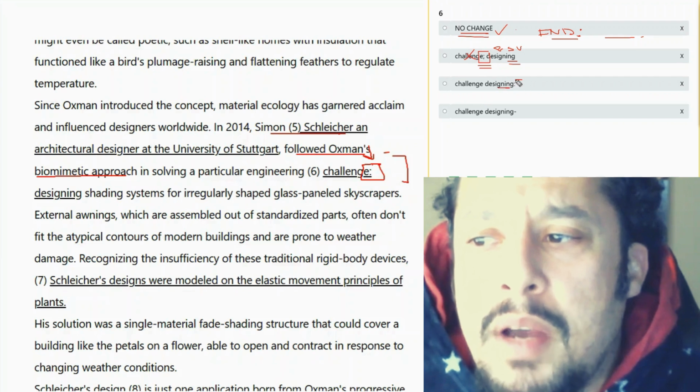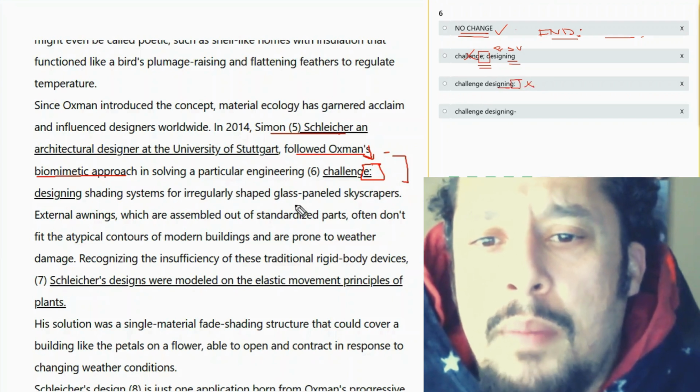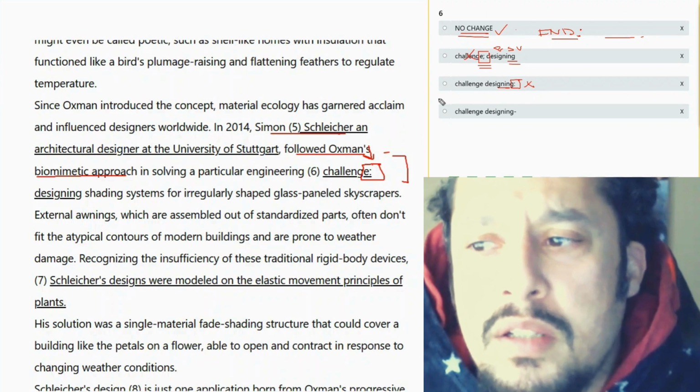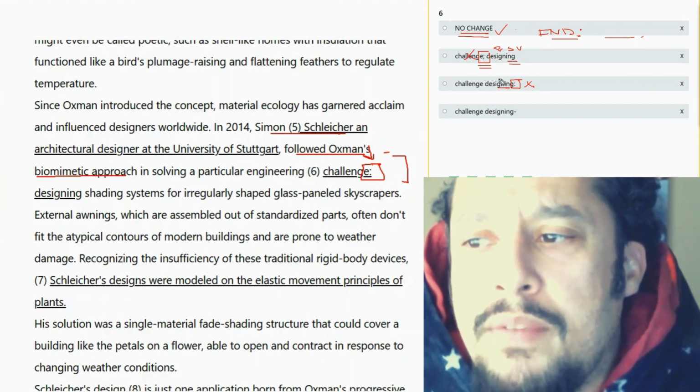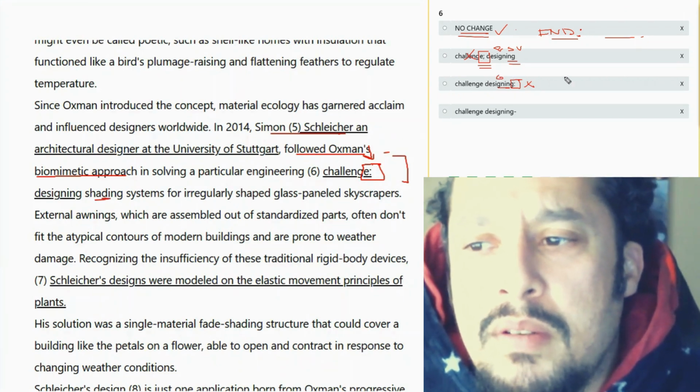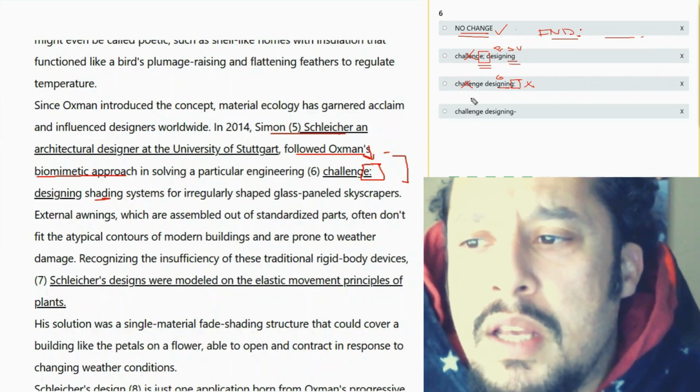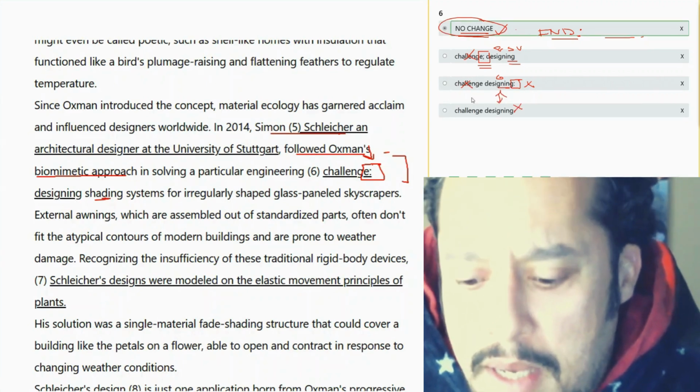Answer C, designing, colon. This is a fragment, because of designing shading systems. We have a bit of a weird structure, and it's a bit weird. Answer D is like answer C. You're creating a fragment there. So here we say answer A.